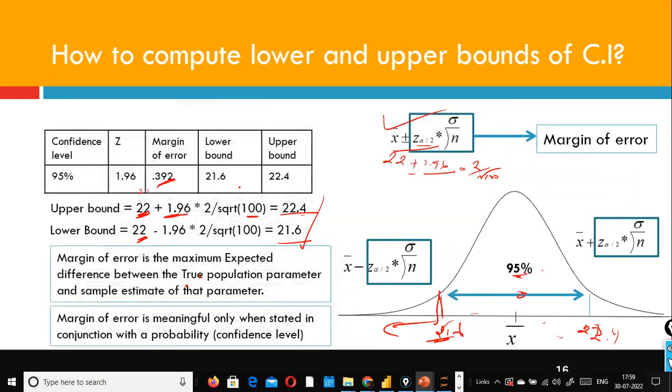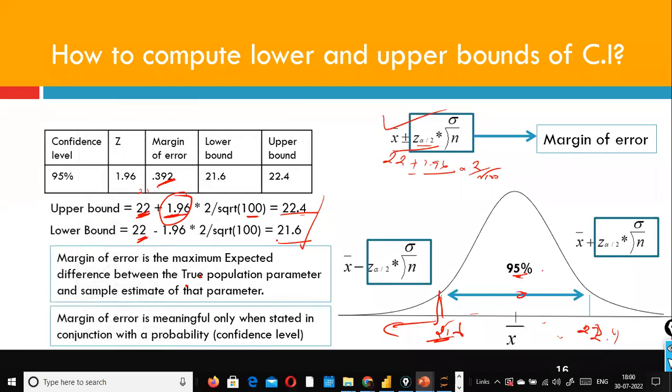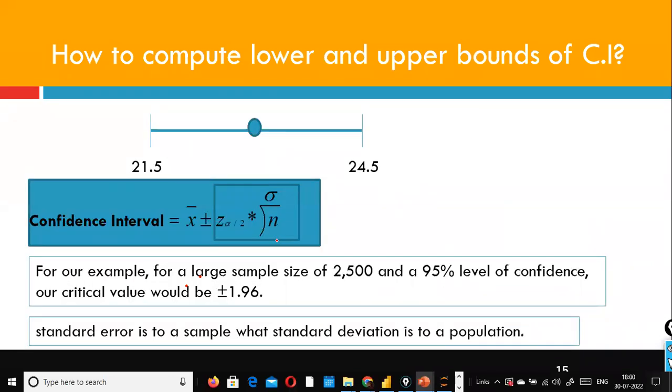In that case, the Z value will vary. This value will vary from the 90% confidence; for 95% and 99% it will be different. So the higher the confidence you have to give, the interval will become very wide, for example 21.5 to 24.5. You will have to say it like this.